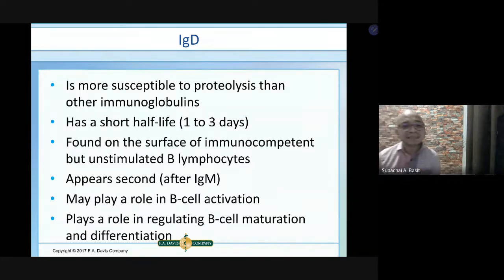So IgD is more susceptible to proteolysis than other immunoglobulins. So it has a shorter half-life, even shorter than IgM, only 1 to 3 days.